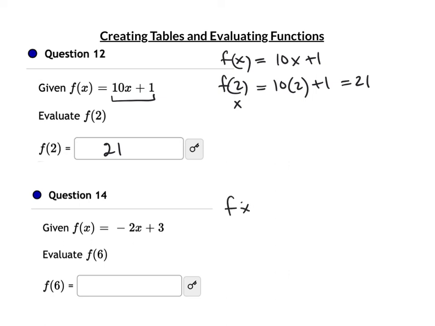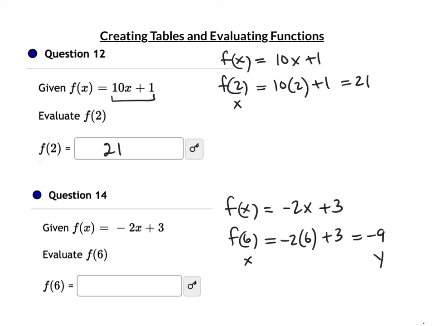If f of x is equal to negative 2x plus 3, and you're asked to evaluate f of 6, that means x is 6. And that's negative 2 times 6 plus 3. Negative 2 times 6 is negative 12. Negative 12 plus 3 is negative 9. So y is negative 9.